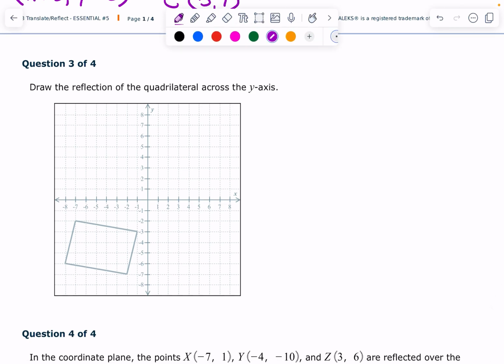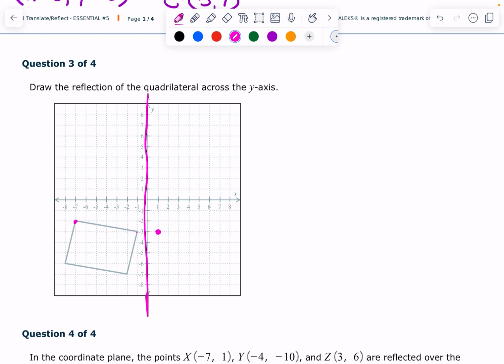Okay, and the next question you'll have is about reflection. So this one says to reflect it across the y-axis. So if you remember, the y-axis is this vertical axis. So I'm just going to fold it across. So I'm going to take this point here and I'm just going to count the same amount. It's 1 away from the line of reflection, so on the other side it'll be 1 away.